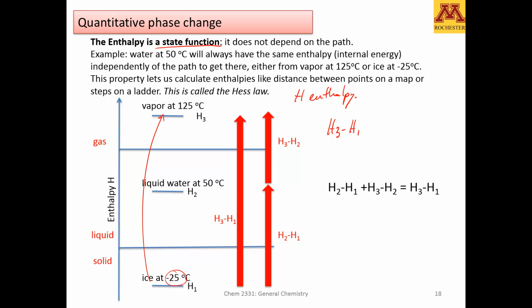in other words, H3 minus H1, so to go from solid to vapor in one single process, is the same as if we did the process in 2 steps. If we decided to go from ice at -25 to water at 50 Celsius, and then from water at 50 Celsius to vapor at 125. So it'll be the same as going from final water at 50 Celsius minus ice at -25, plus, so here you have your 2-step process.